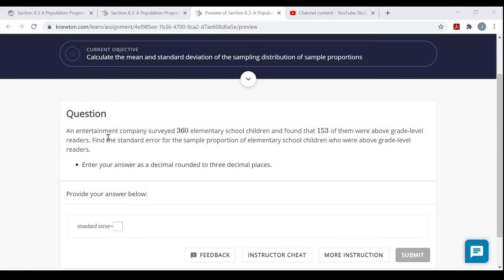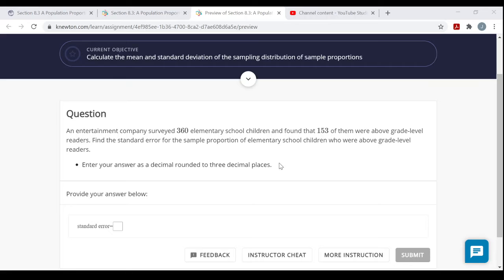So here, an entertainment company surveyed 360 elementary school children and found that 153 of them were above grade level readers. So find the standard error, or standard deviation, for the sample proportion of elementary school children who were above grade level readers. And enter your answer as a decimal rounded to 3 decimal places.